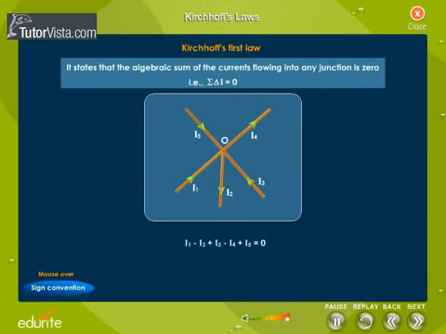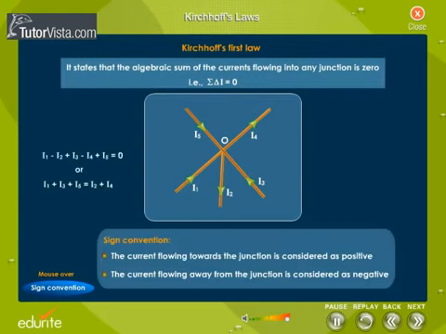That is, I1 minus I2 plus I3 minus I4 plus I5 is equal to 0, or I1 plus I3 plus I5 is equal to I2 plus I4. The total current towards the junction equals the total current away from the junction. This law is in accordance with the law of conservation of charges.